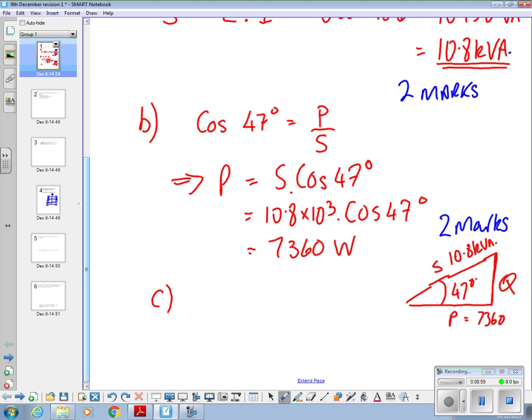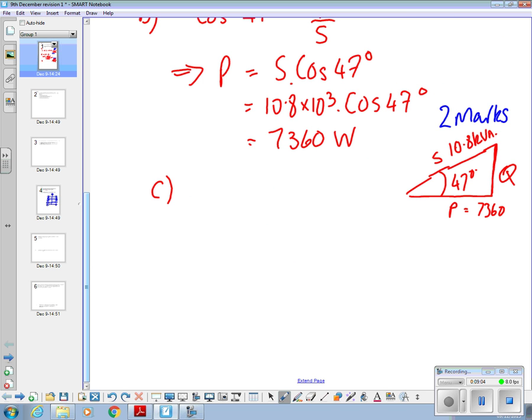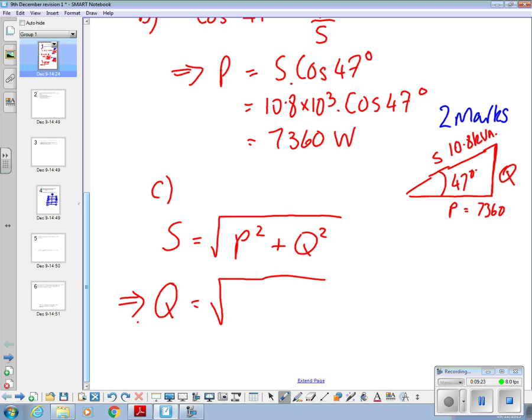So the quickest way to the solution is that we know S is equal to the root of P squared plus Q squared. You should know by now that if you take Q out of there, the rearrangement is that Q is equal to S squared minus P squared, all square rooted. Yep. And we stick the figures in.